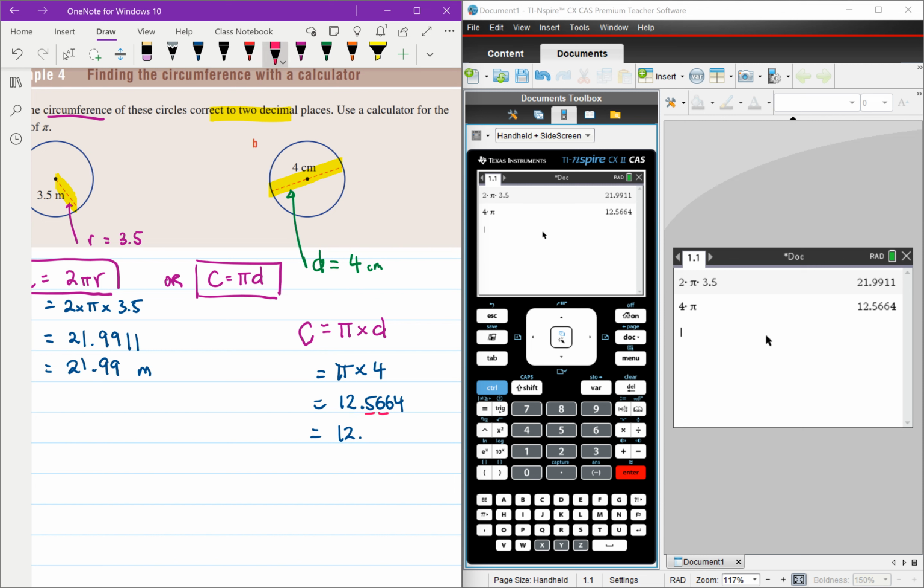If it's 5 or more, so this is the one you're checking. If it's 5 or more, then you increase that last digit. So that now becomes 5, 7. But I'm not done yet. What am I missing? Centimeters. Very good. Don't forget the units. Okay? So that's what I want to see.